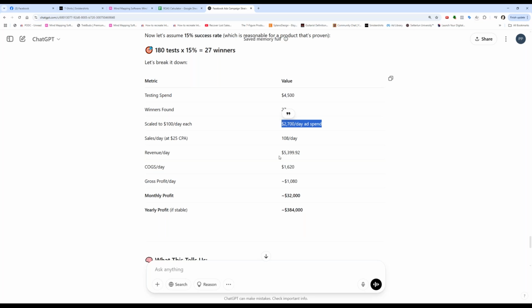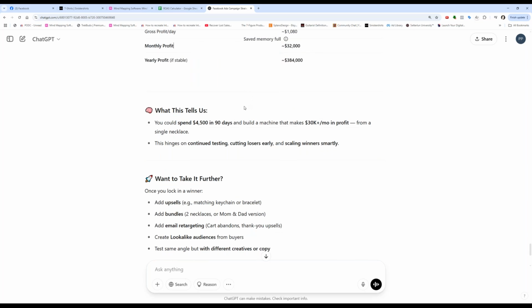Okay, sales per day 108, revenue per day 5,400, cost of goods sold there, profit per day. There's the magic number, $1,000 profit per day, profit per month, profit per year, 30,000 per month, profit, not revenue, profit. Okay. What this tells us, you could spend $4,500 in 90 days and build a machine that makes 30,000 profit per month from a single necklace.